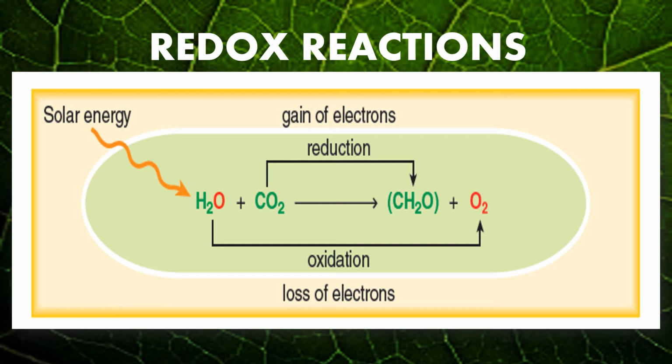Oxidation, on the other hand, occurs when a molecule gives up electrons and hydrogen ions, and the molecule is said to be oxidized. Again, oxidation occurs when a molecule gives up electrons and hydrogen ions, and the molecule is said to be oxidized. So here in our equation, water is oxidized to form oxygen.